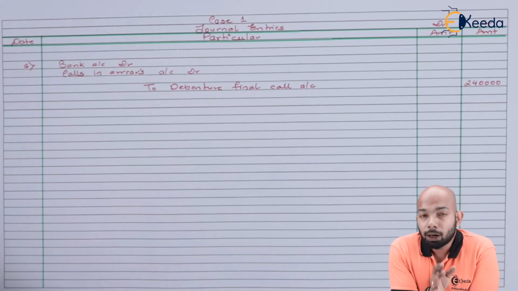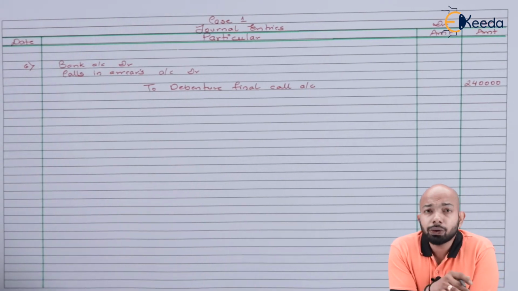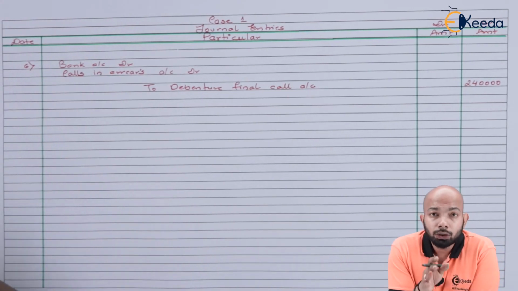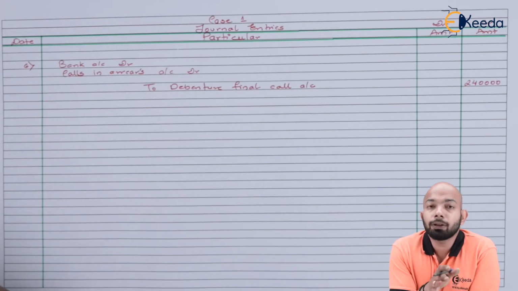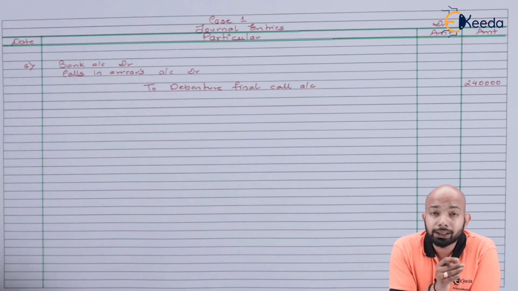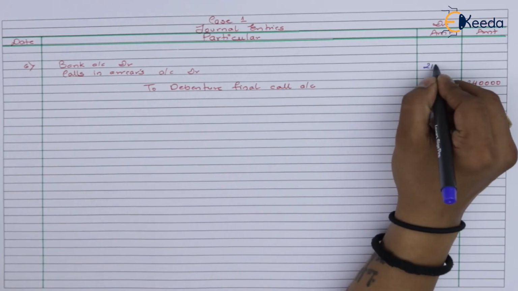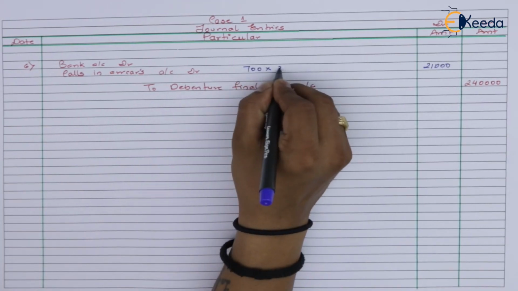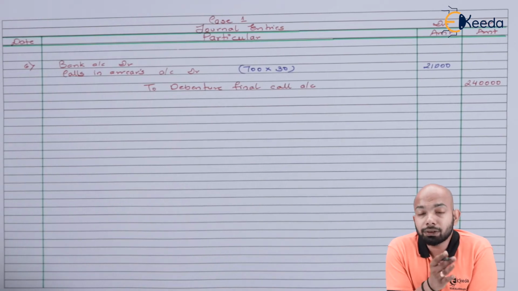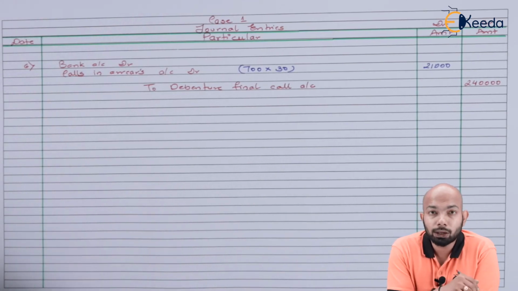Now we're expecting an amount of 2,40,000, but we're not going to receive that much because a total of 700 shares, or rather 700 debentures, didn't pay up the final call money. So let's mention that as calls in arrears. So the total that we'll receive in bank account is 2,19,000.